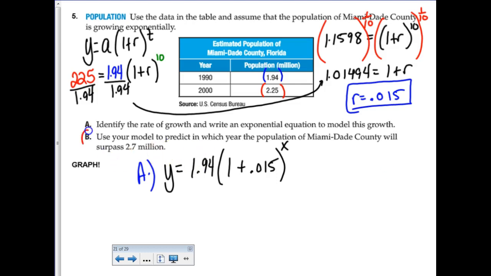So for part B, they want to know when your model, use your model to predict when the population is going to exceed 2.7 million. So back in Algebra 2, you guys would type this function into y1, and then you'd go to your table, and you'd kind of scan down the table to see when it elapsed past 2.7. And then you'd use that information to give an estimated answer. But you're in PreCalc. You're better than that. So we're going to have to get more accurate answers here in the future, so why not start talking about more accurate answers right now?